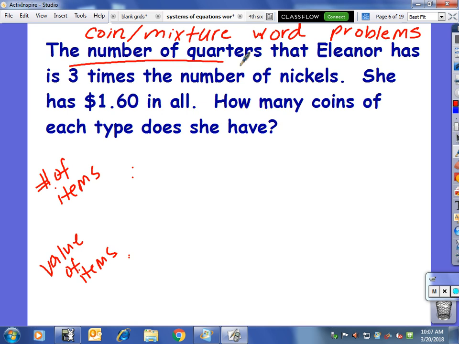This first sentence right here is the one that's telling us something about the number of items. It doesn't have anything to do with money. It's just literally if you counted her coins and made a stack of her quarters and nickels, what you'd notice is that her quarters are 3 times her nickels. What does she have more of? Quarters. Well, what equation does that look like? Let's use Q for quarters and N for nickels.